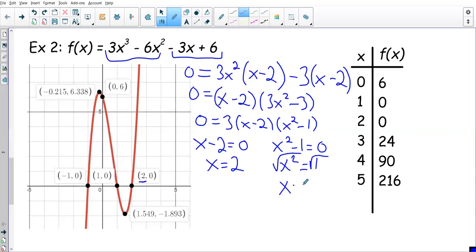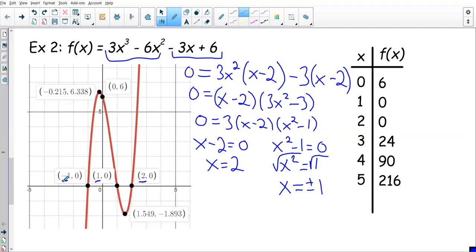And that's going to leave me with x being plus or minus 1. And I can see there are my other two x-intercepts. So I've got all three of my x-intercepts simply by factoring. When it comes to higher degree polynomials, we can't just factor using decomposition. So in this case, we had to factor by grouping first, and then we were able to further factor.